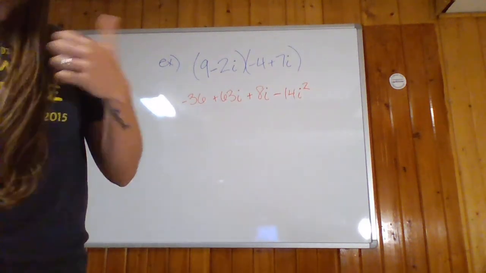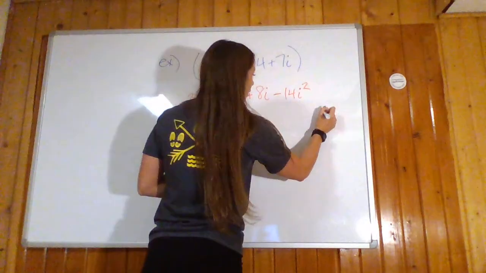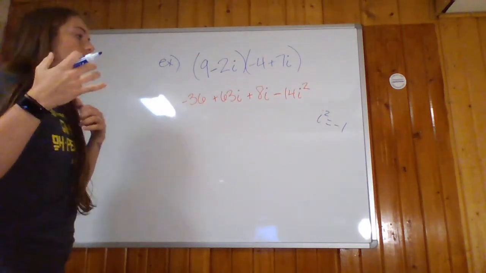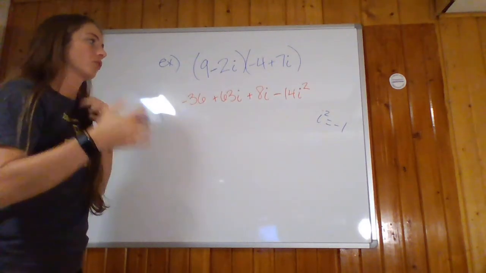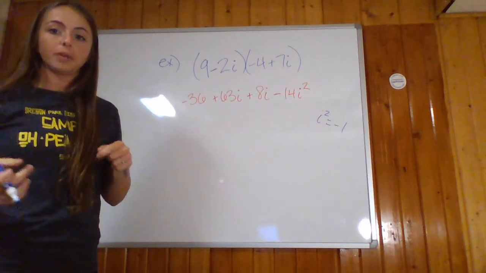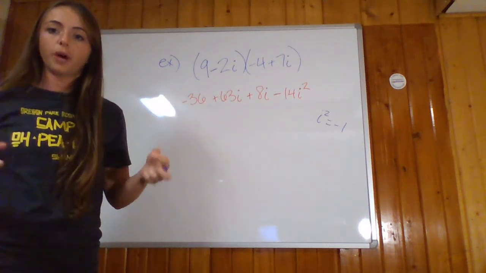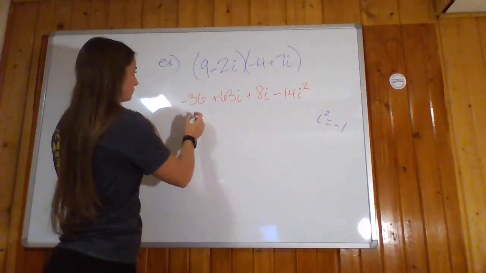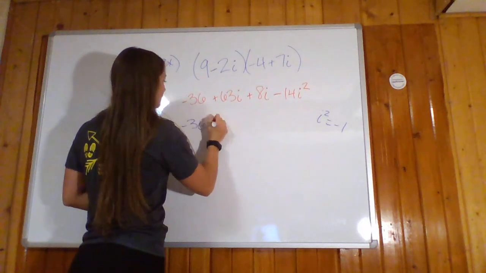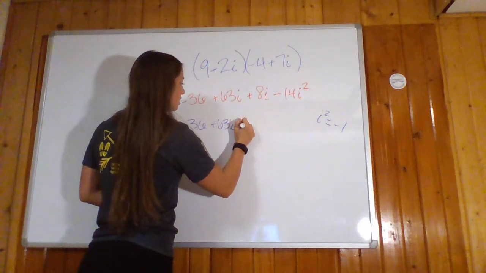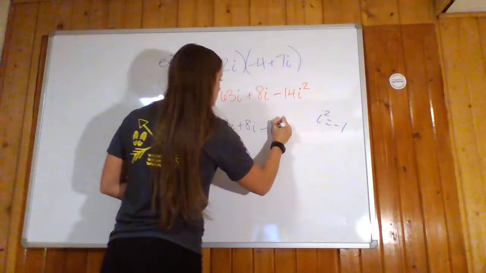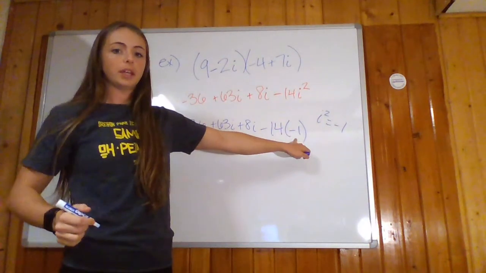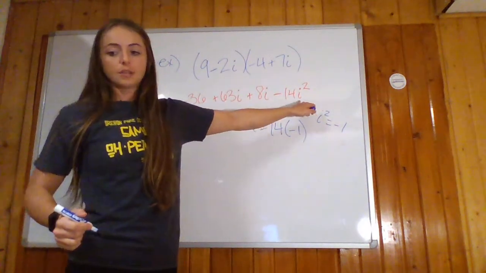So we talked before in the fact that i squared equals -1, right? So I always said when you are working with any kind of function that has an i squared in it, you're going to want to simplify that. You're going to want to put in that value of -1 for the i squared. So we're going to do that here. Doing this, we have -36 plus 63i plus 8i minus 14 times -1, right? Just putting in a -1 instead for that i squared.